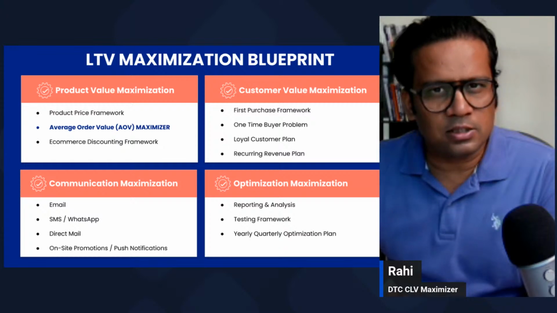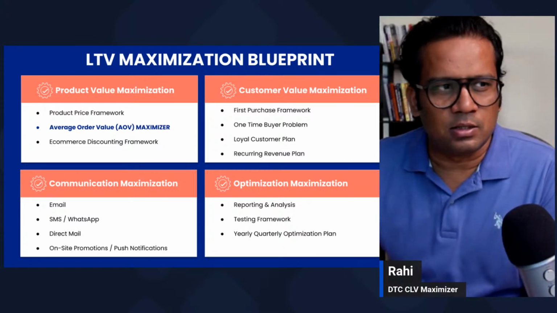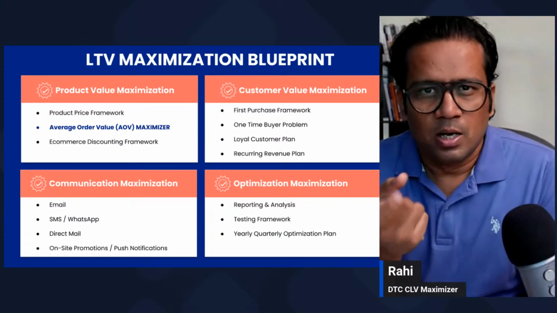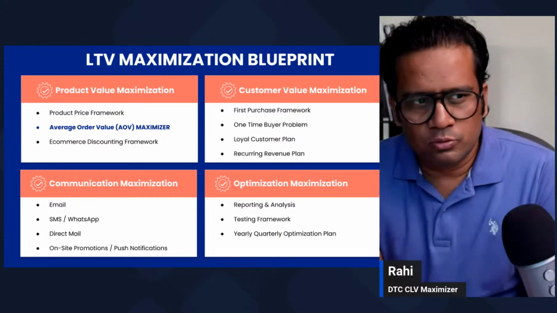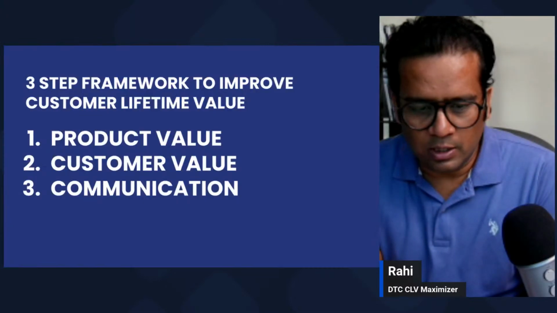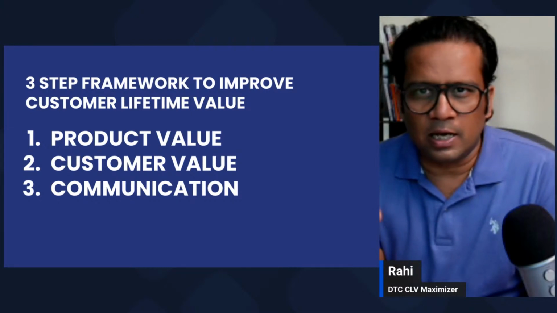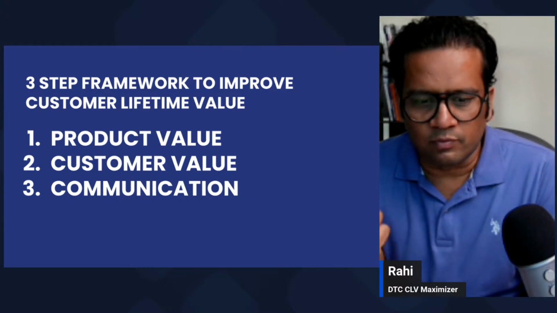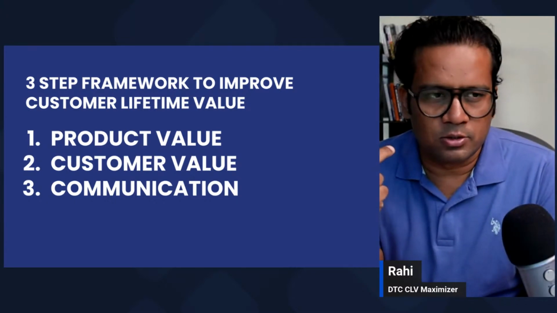And once the strategy is locked, then we execute on the communication side of things. So we broadcast that across multiple channels. That's typically our approach to customer lifetime value. In this, it's product, customer, and communication. You have to sort your product layer, then your customer layer, and then broadcast it on your channels.